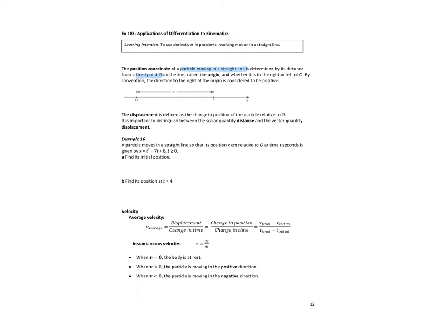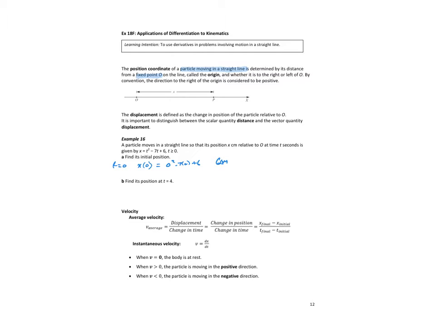So let's have a bit of a look. A particle moves in a straight line, so its position is given by x equals that. Find its initial position. The initial anything means t is equal to 0. So at t equal to 0, x of 0 is equal to 0 squared minus 7 times 0 plus 6, which is 6 centimetres. So we're starting 6 centimetres to the right of the origin.